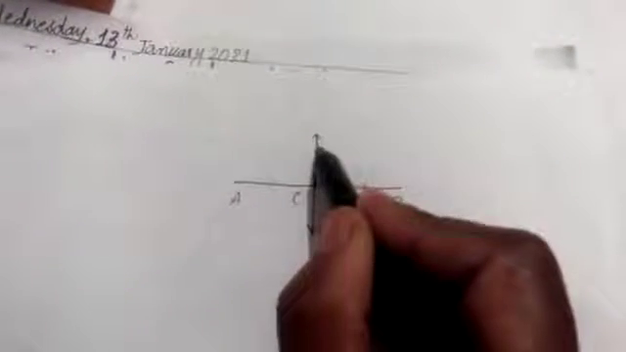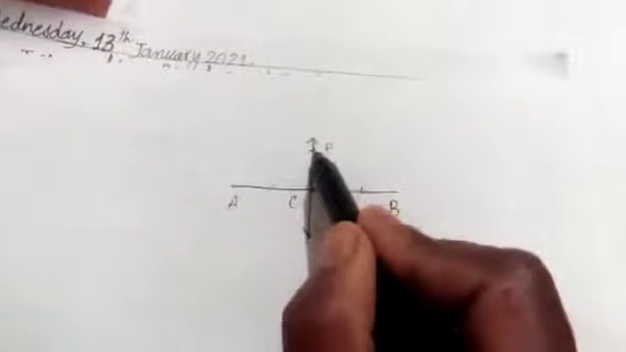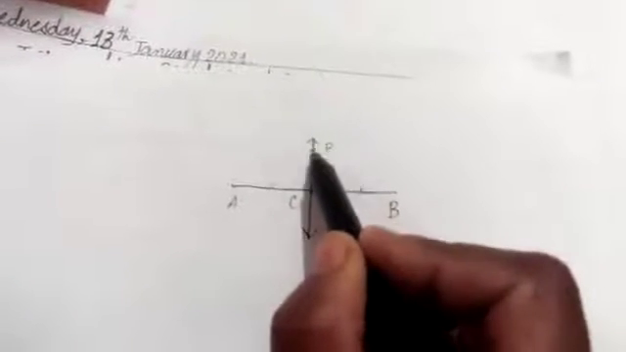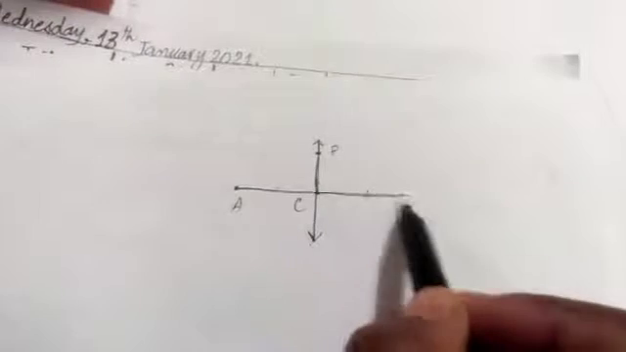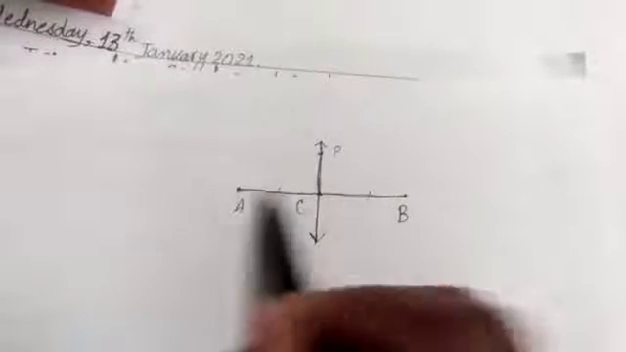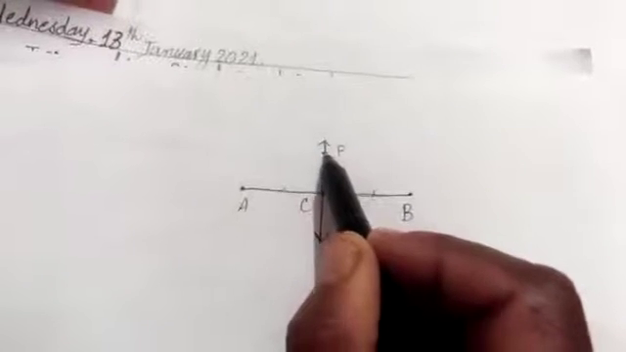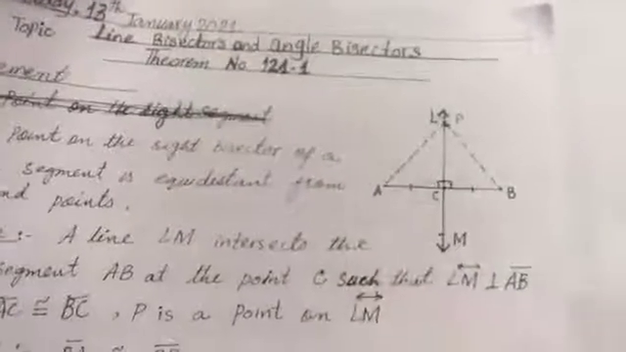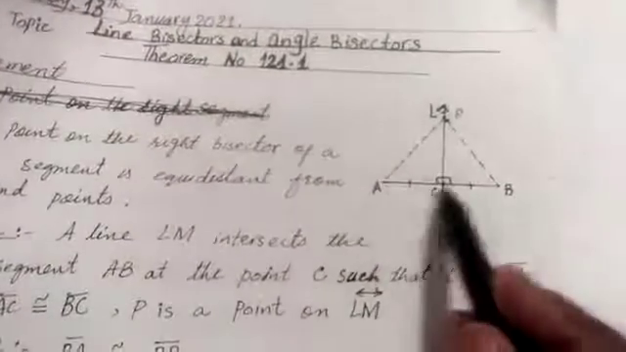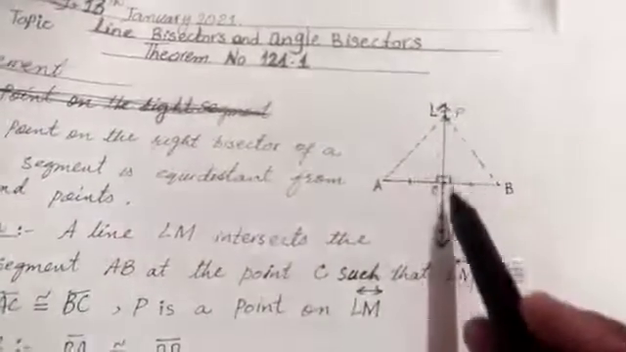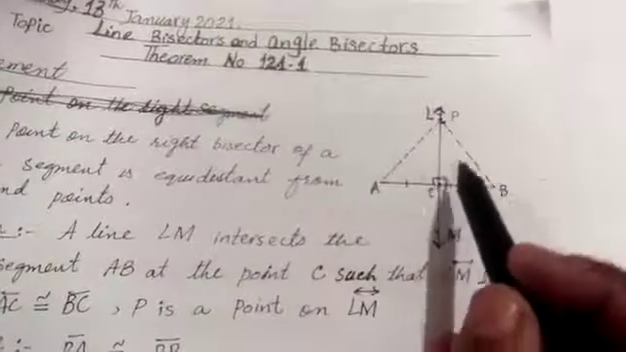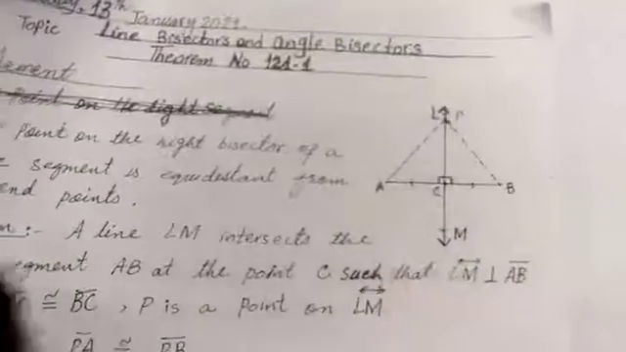And there is a point P on it. This is a point P. They said prove that this point is equidistant from points A and B. A and B are endpoints of line segment AB. This is the statement. Now we will draw the line segment and its right bisector, and then we write the given.